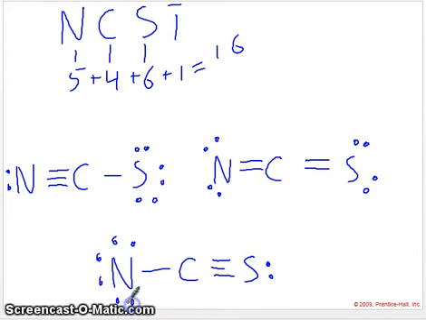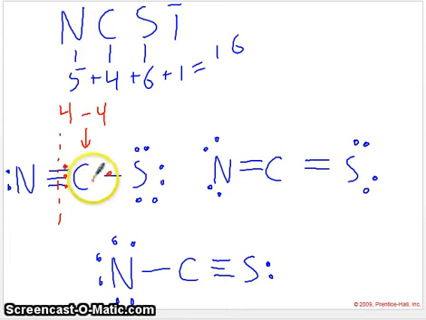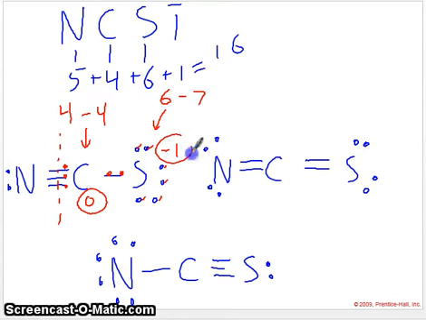Now, in order to determine the formal charges, or which is the most stable, we have to calculate formal charges. For this carbon, carbon brings 4 from the periodic table. Here, 1, 2, 3, 4 are his, because half of these bonding electrons are carbon's. So 4 minus 4, carbon has a formal charge of 0. Here, sulfur brings 6. In this case, 1, 2, 3, 4, 5, 6, 7 are his. So 6 minus 7 gives you a -1 formal charge. Nitrogen brings 5. Here, 1, 2, 3, 4, 5 are his, so this formal charge is 0.